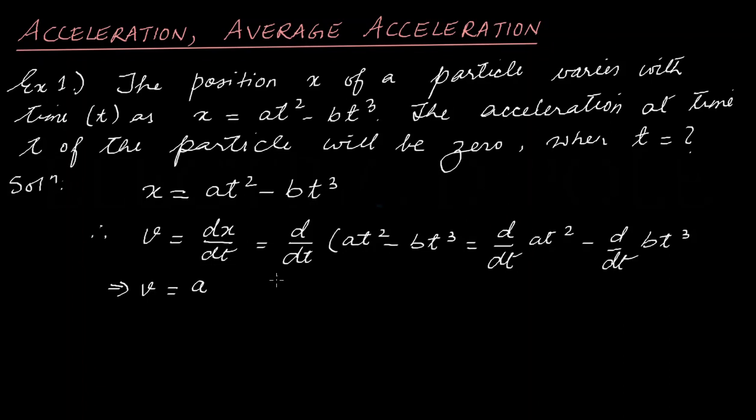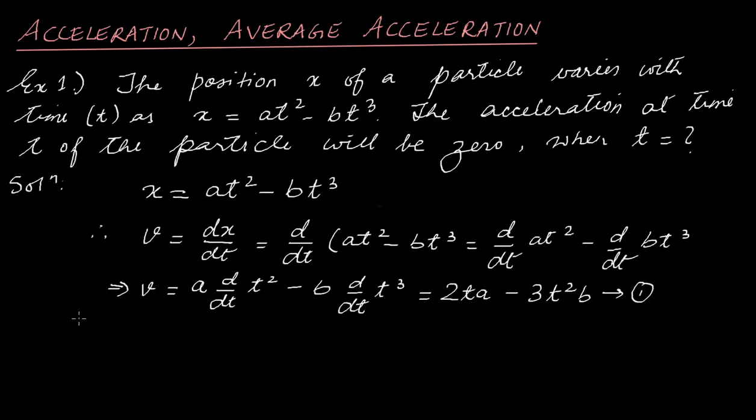Then differentiation of t square, minus, I can take the b outside, differentiation of t cube. So d dt of t square, I will get 2t. So you have 2ta. This will give us 3t square b. Okay, so that is the velocity. Therefore, acceleration, let me take it with capital A because already small a is taken.